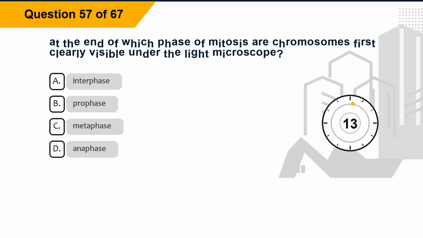Question 57. At the end of which phase of mitosis are chromosomes first clearly visible under the light microscope? Option A, interphase. Option B, prophase. Option C, metaphase. Option D, anaphase.